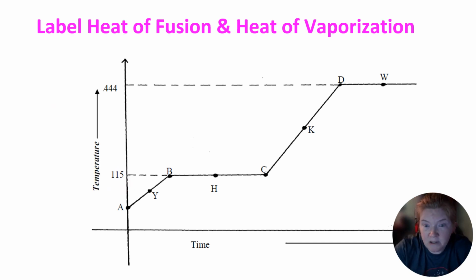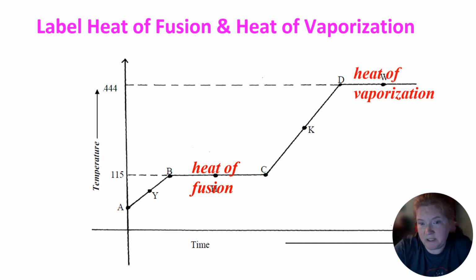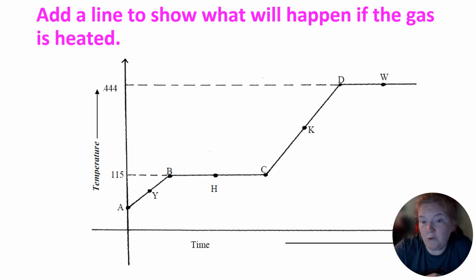Label the heat of fusion and the heat of vaporization. Heat of fusion is represented by this line, and the heat of vaporization is represented by that line. Now add a line to show what will happen if vaporization completes and the gas is heated. Well, it would do this, right? Then that would be where the gas is.